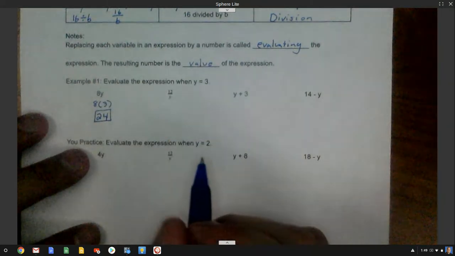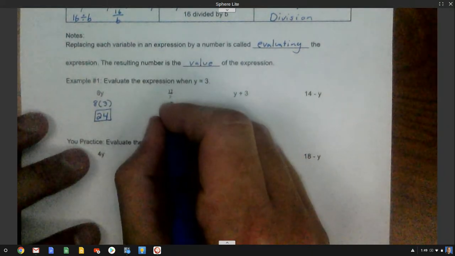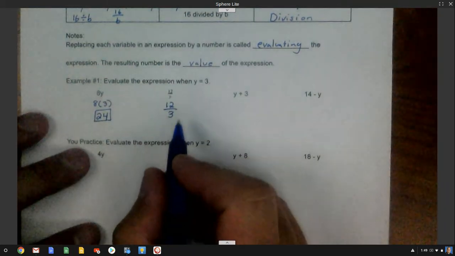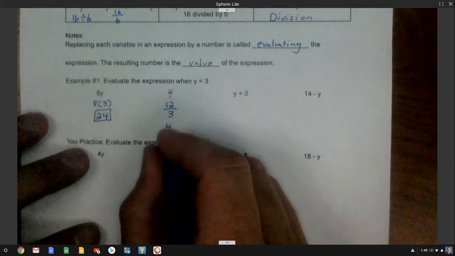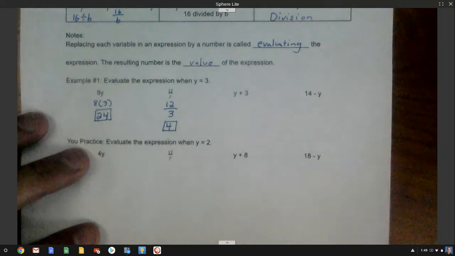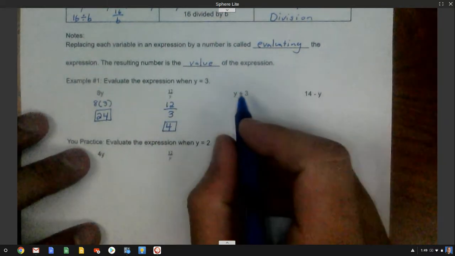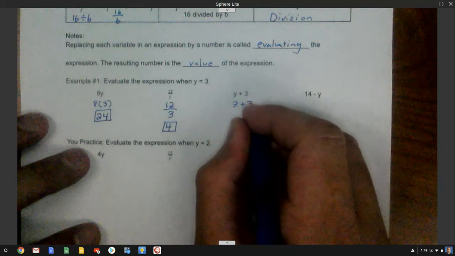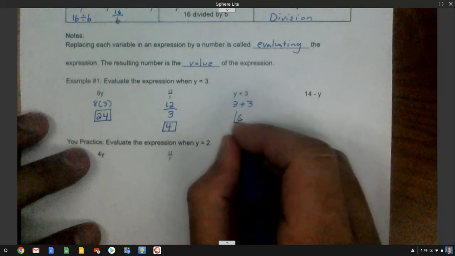For the next one, we are going to take 3 and we're going to plug it into y, so it's going to be 12 divided by 3. 12 divided by 3 is 4. For the next one, we're going to do 3 for y, so 3 plus 3 is 6.